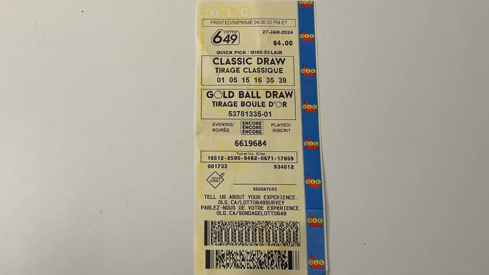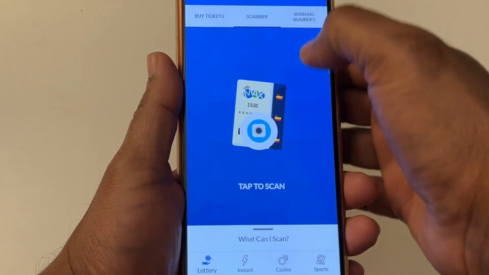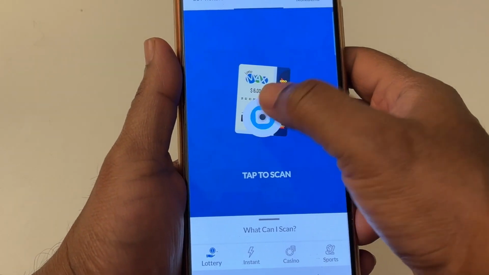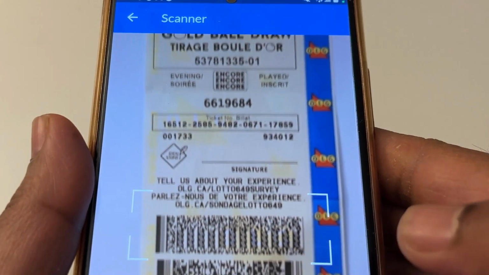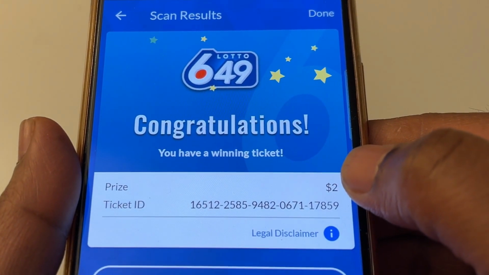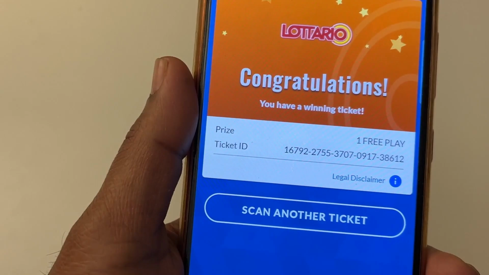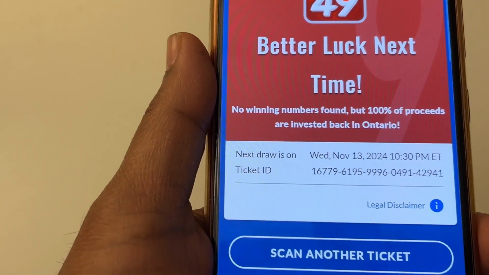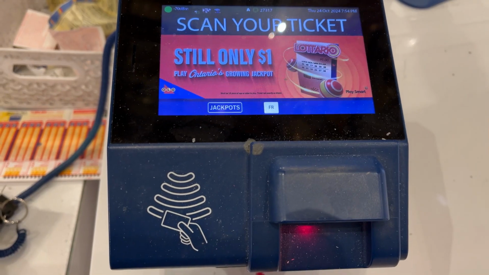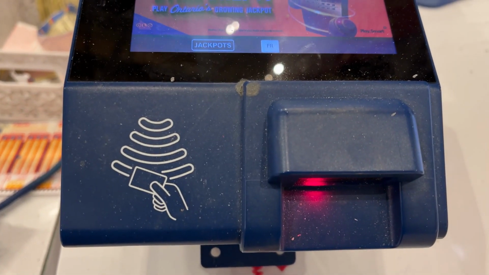To know the winning numbers, I have the OLG app on my mobile. That's the easiest. And once you have that and you scan, you get an instant message on WhatsApp. Congratulations, $2. So for this Lotto 649, I won $2. Likewise, when you scan, sometimes you get to play again, like you can see here, and sometimes you don't win. So these are the few options. You can also go to the retail outlet where they have the scanner, and you can scan and see if you have had any winning.